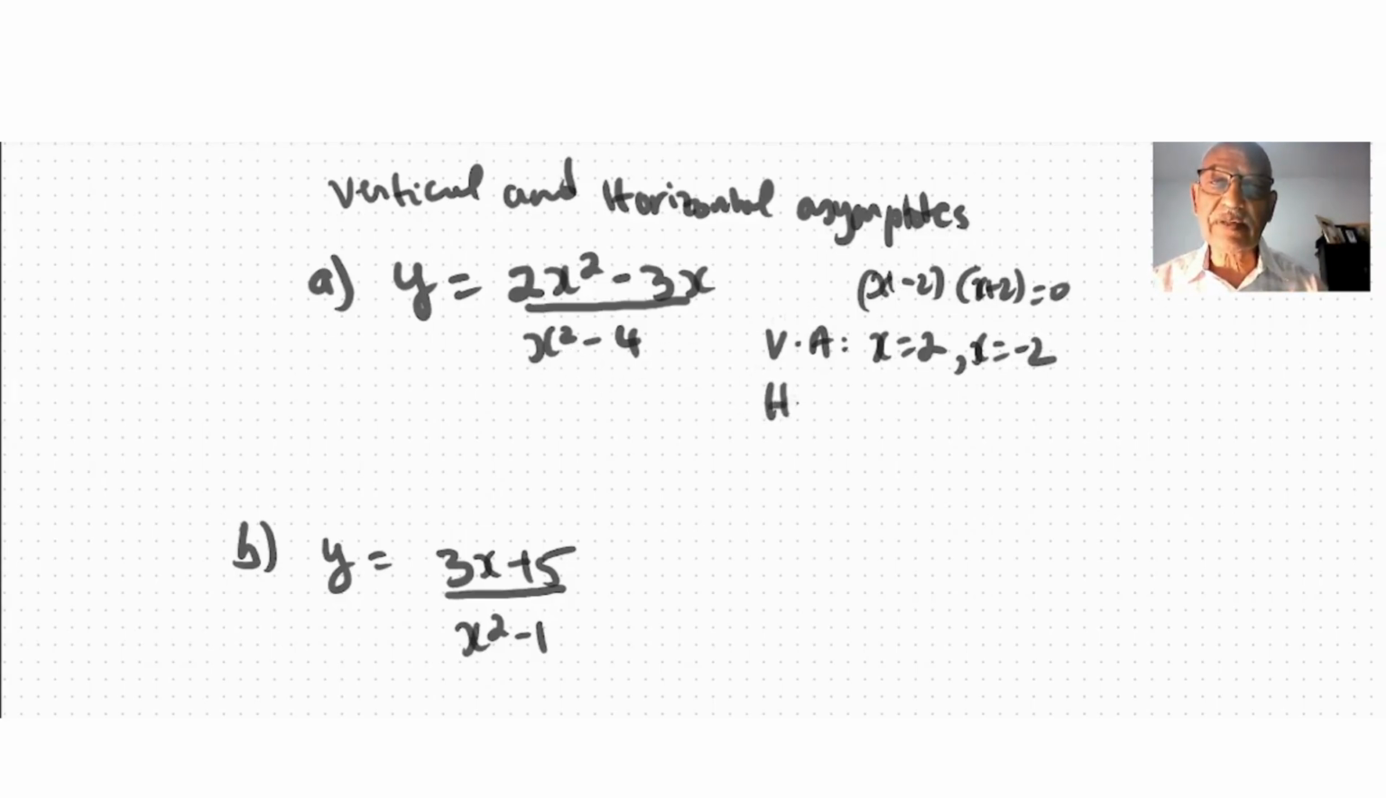Horizontal asymptote. In this case, when the degree of the numerator is the same as the degree of the denominator, then the horizontal asymptote is the ratio of the coefficients of those two terms. So in this case, it is 2 over 1. Therefore, y equal to 2. And that's it. That's my horizontal asymptote.